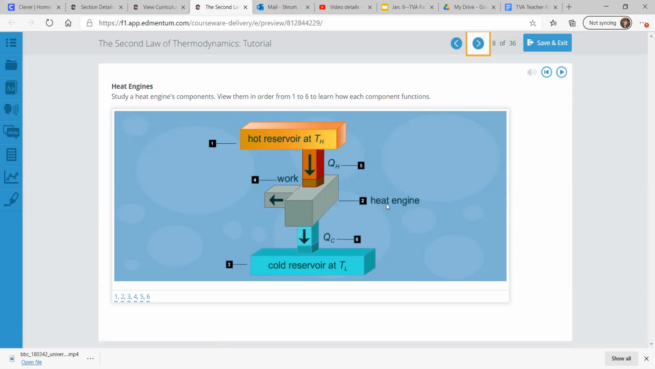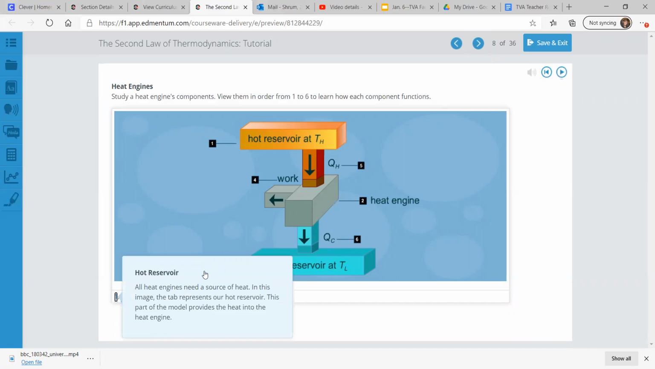So we have the heat engine here. And then we have something called a hot reservoir at a high temperature. That flows into the heat engine towards the cold reservoir at a lower temperature. And as this moves to the lower temperature, you can convert some of that into work. So we'll look at each of these numbers.